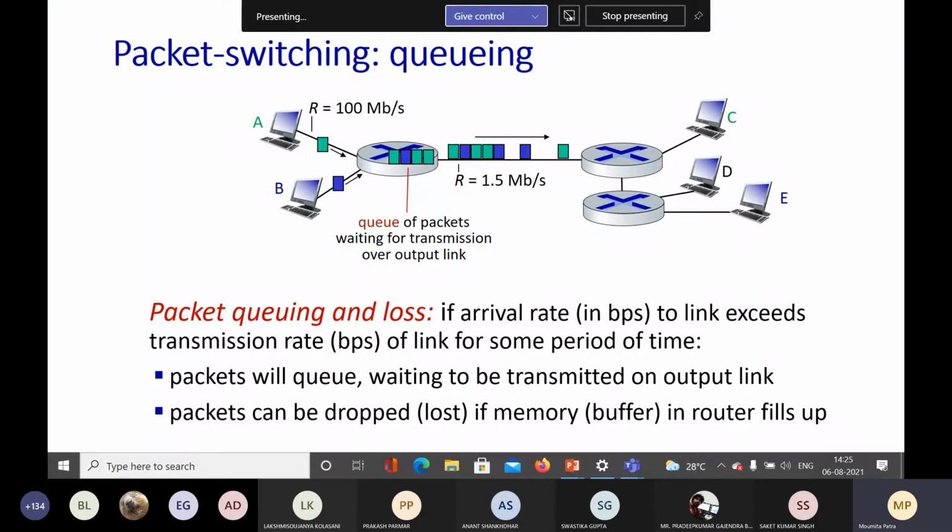So what will happen? They will simply wait for their transmission to the output link, and when they get a chance, they will get transmitted. But remember that when you are sending some data, it has a lifetime, right? Let me give you an example. I work in vehicular networks, so it's basically autonomous vehicles. Let me give an example from there.